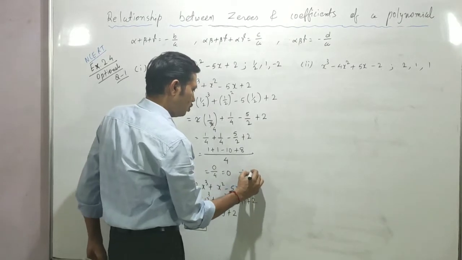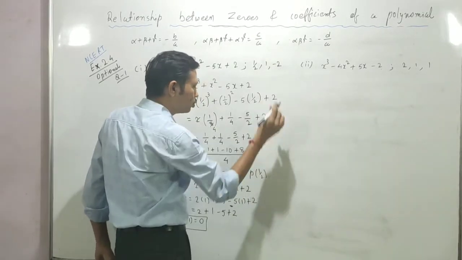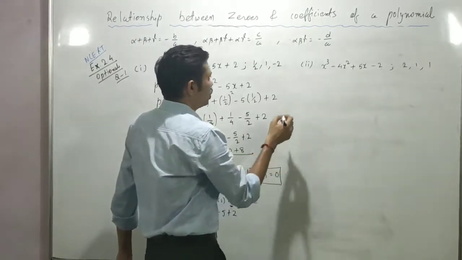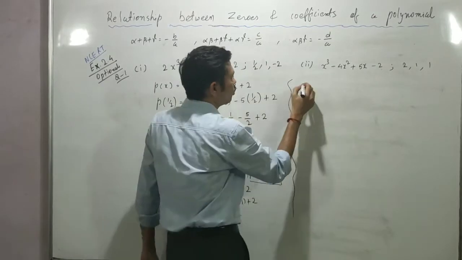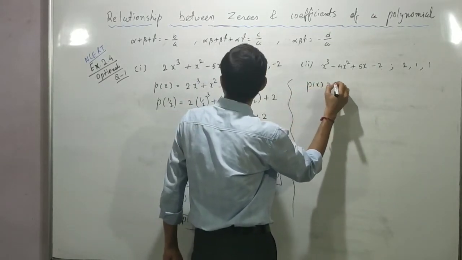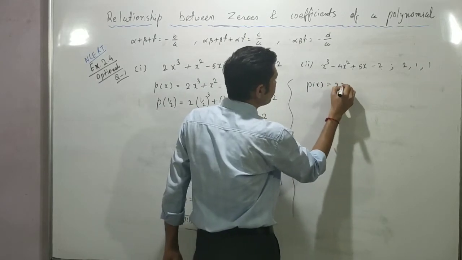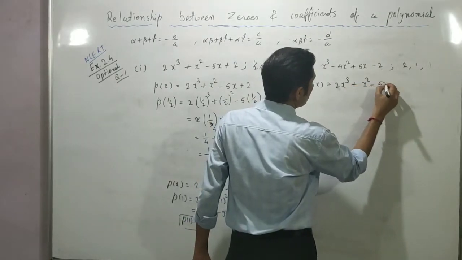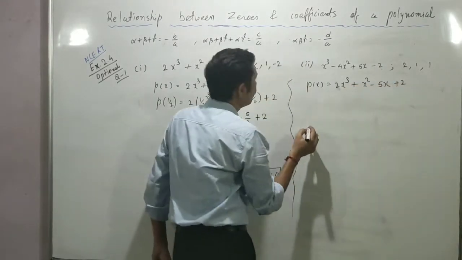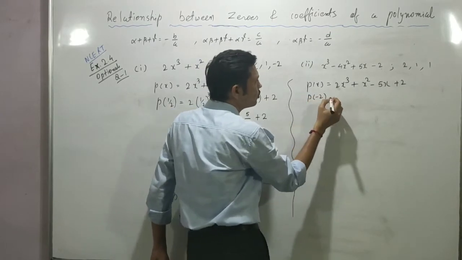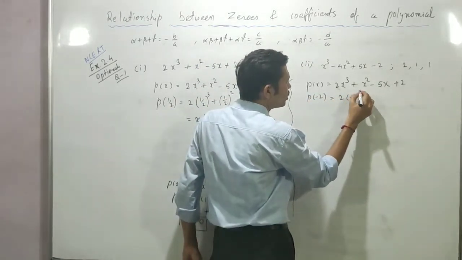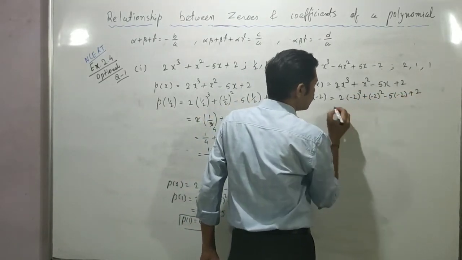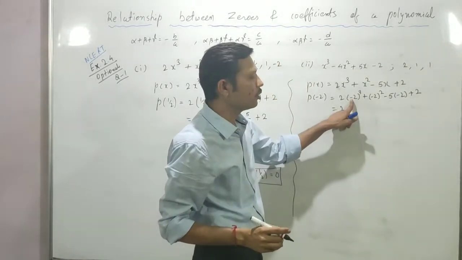And at last, we have to check for minus 2 also. Third calculation. The polynomial p of x is equal to 2x cube plus x square minus 5x plus 2. What value do I replace x with here? Minus 2. So that is 2 into minus 2 the cube, plus minus 2 the square, minus 5 into minus 2, and plus 2. See, a negative number is there.